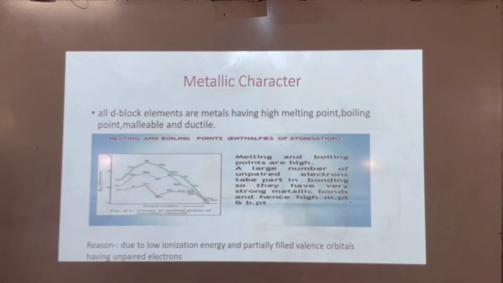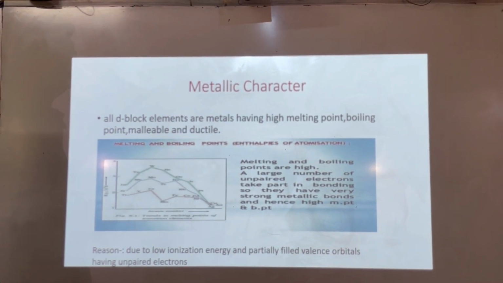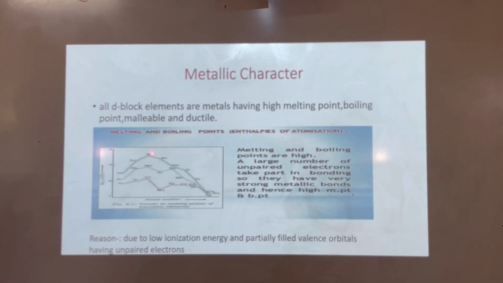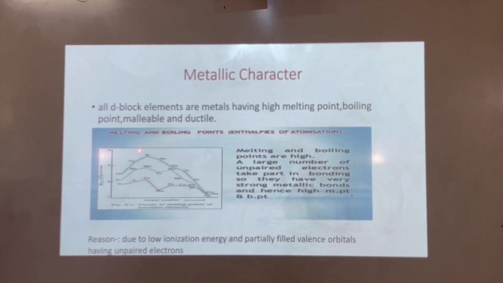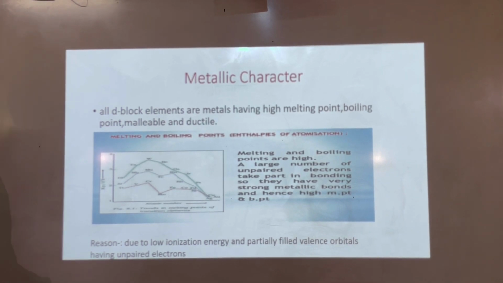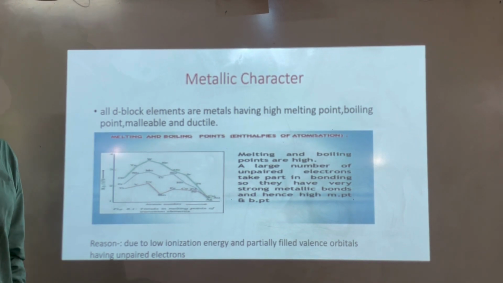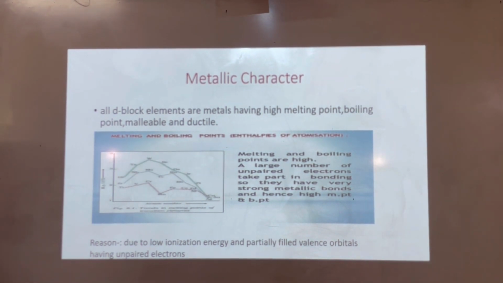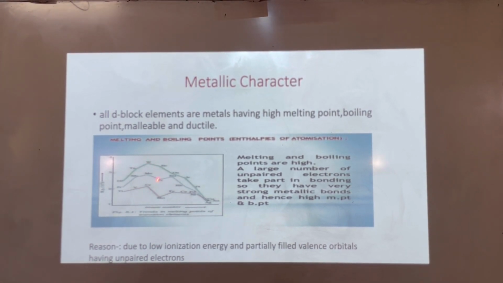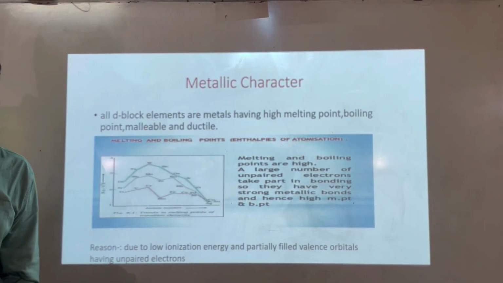Next, metallic character. All d block elements are metals having high melting and boiling points, and among these, tungsten, molybdenum and chromium have the highest melting points. Reason? Because they have low ionization energy, partially filled valence d orbitals and the maximum number of unpaired electrons. So in the d block, tungsten, molybdenum and chromium are hard metals because they have the maximum number of unpaired electrons, that is 6.